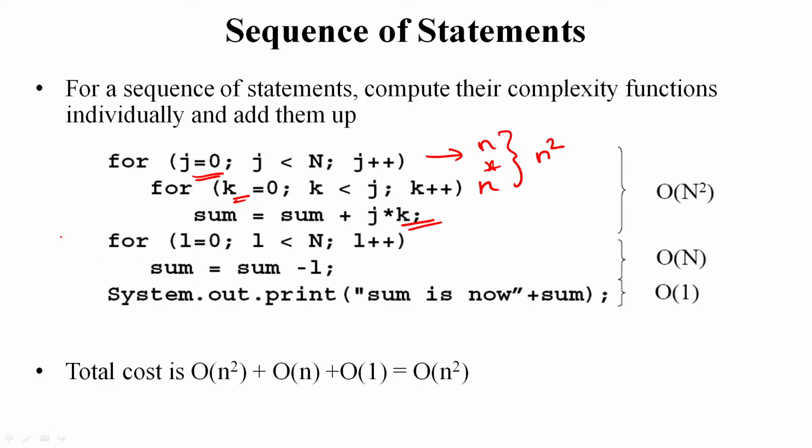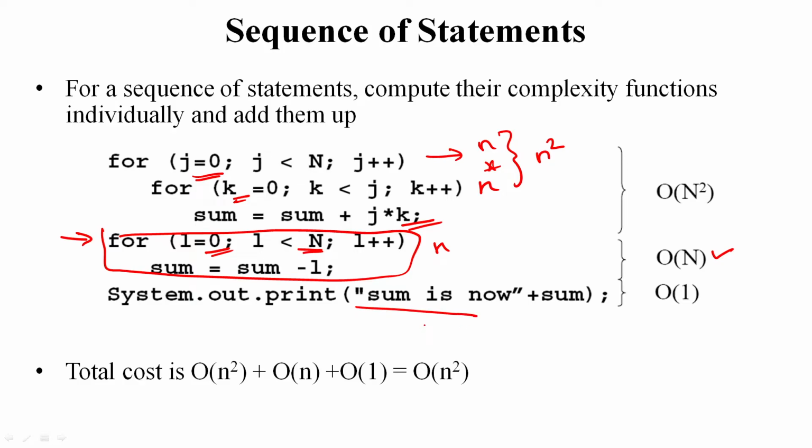Then the next sequence of statements is a for loop. Here l starts at 0 and runs while l is less than n minus 1, that means it also runs for n times. So this for loop runs n times. That's what is mentioned here, order of n. Then the system.out.print statement runs only one time, so order of 1.